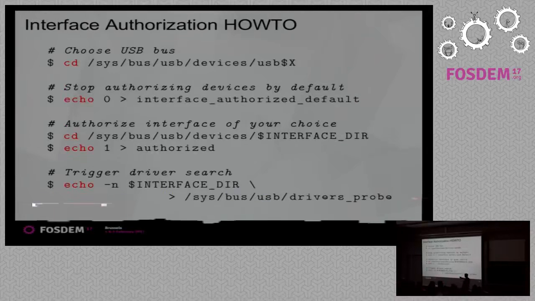Usage is pretty much the same. Choose your USB bus. Now you write 0 to interface_authorized_default, and you can authorize your individual interfaces and trigger driver probing for that interface. What's the difference? Even if interface_authorized_default is set to 0, the kernel will choose a configuration for this device. All interfaces can be found in sysfs, and all interfaces are visible to the kernel.